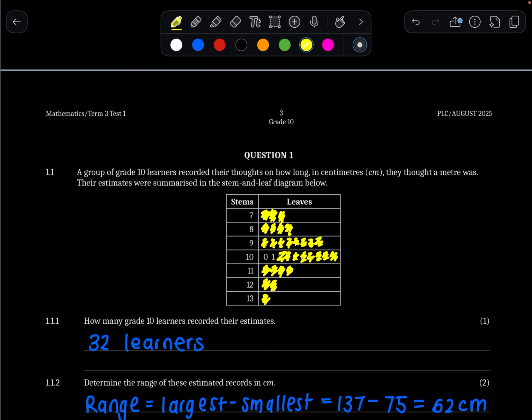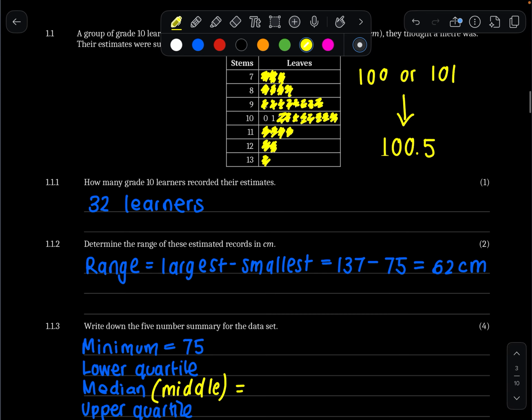Okay, until we get to the point where the middle is either 100 or 101. That's our last two numbers, which makes sense because we have an even number of learners. So we have to find what is in the middle of 100 and 101, which is 100.5. That would be exactly in the middle. So that is our median, 100.5. And a good point to include is that these are all centimeters.